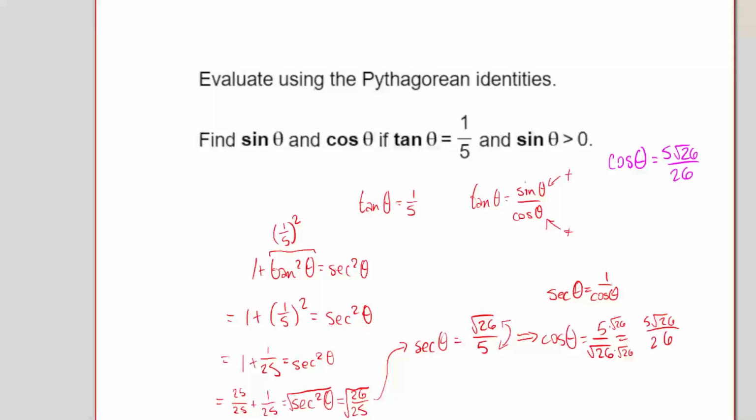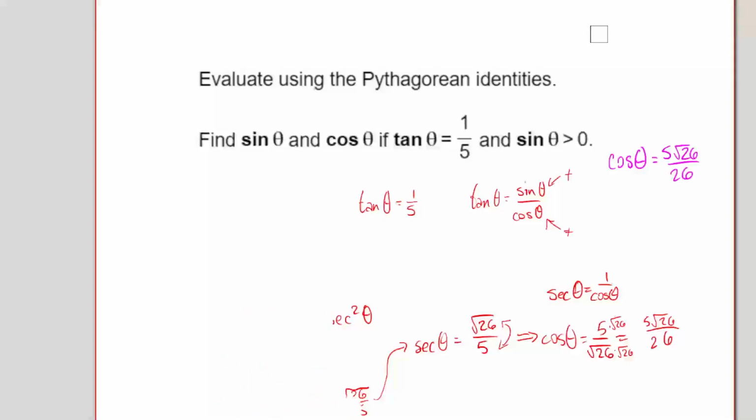Now, how do we find sine? Well, we can now use another trigonometric identity. I'm going to erase this. You can rewind if you need to see this work, but I'm going to use another trigonometric identity now involving cosine, because now we have a value for cosine. And what's that? Well, now we can use sine squared of an angle theta plus cosine squared of an angle is equal to 1.